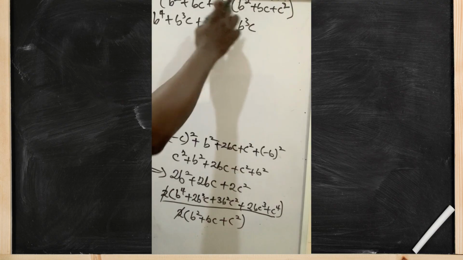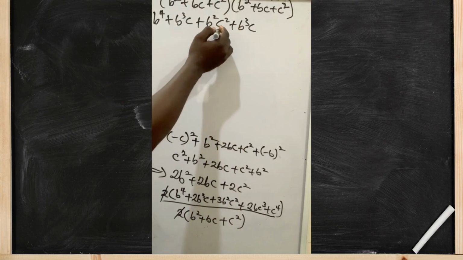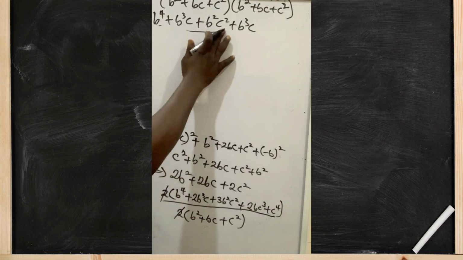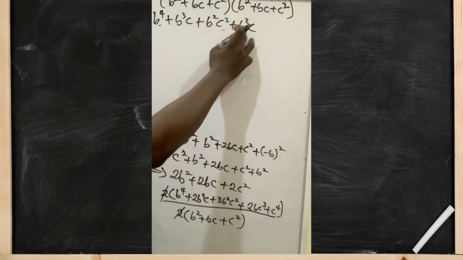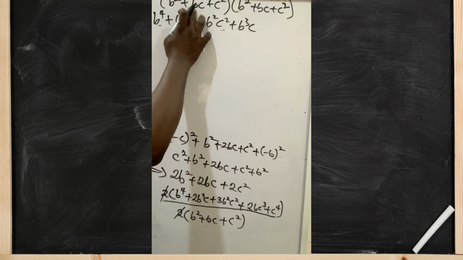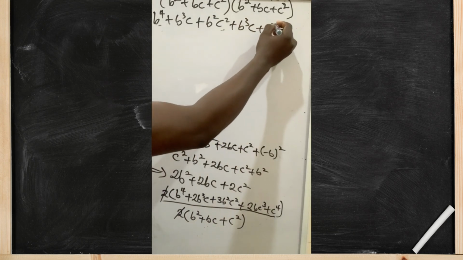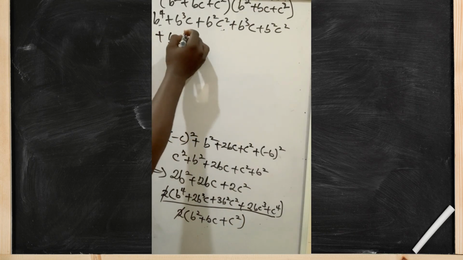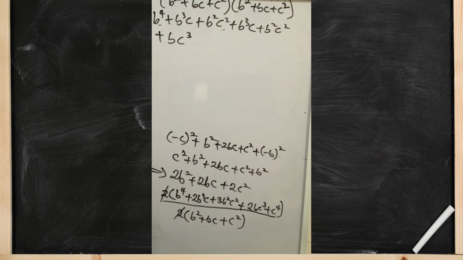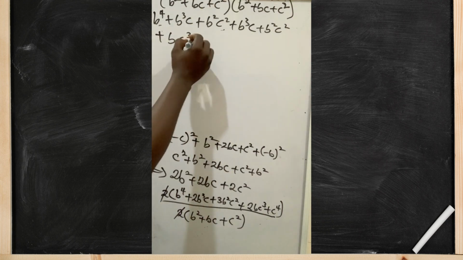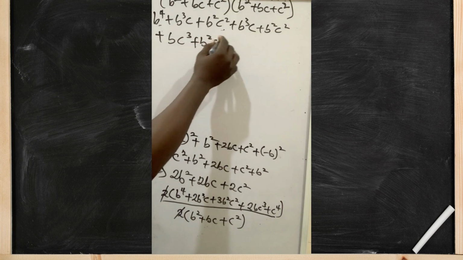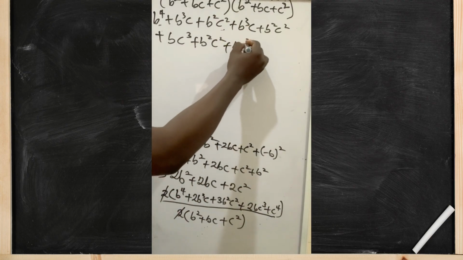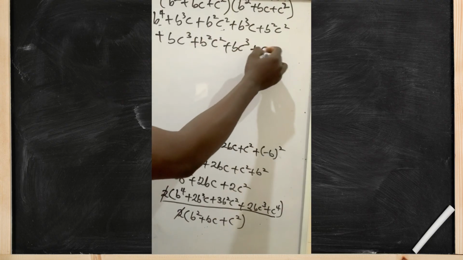c times b square will give you b cube. I've done all of this. B multiplied by all of this gave us this first step. Now the second one, bc times this will give you b cube c. Then this multiplied by this will give you b square c square. bc times this will give you plus b c cube, right? Okay, now this multiplied by this will give you b square c square. Then this multiplied by this will give you plus bc cube. This times this will give you plus c raised to the power 4.